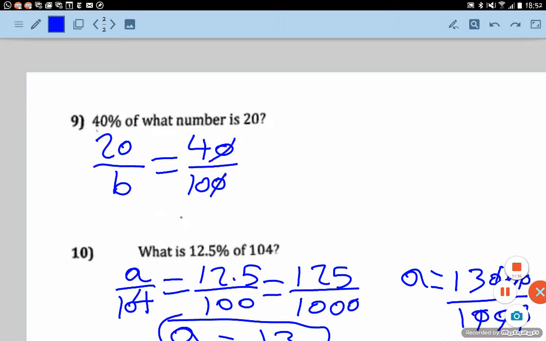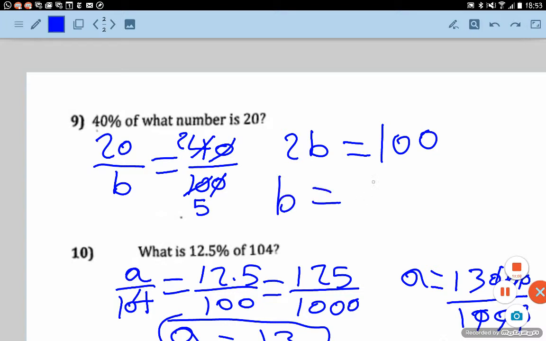We can simplify the zero and the 10 with the 4. The 10 will be 5 and the 4 will be 2. So we are going to write 2B equals 80. I made a mistake here. It's not equal to 80, it's equal to 100, I mean. Then I simplify, so B equals 50.